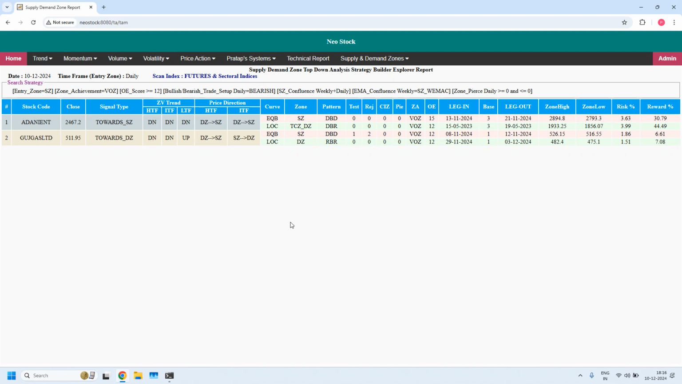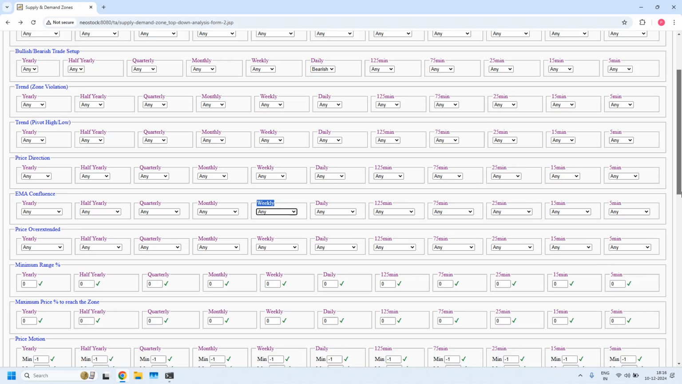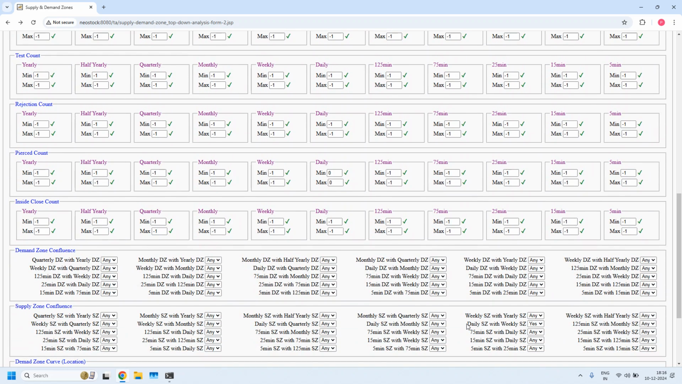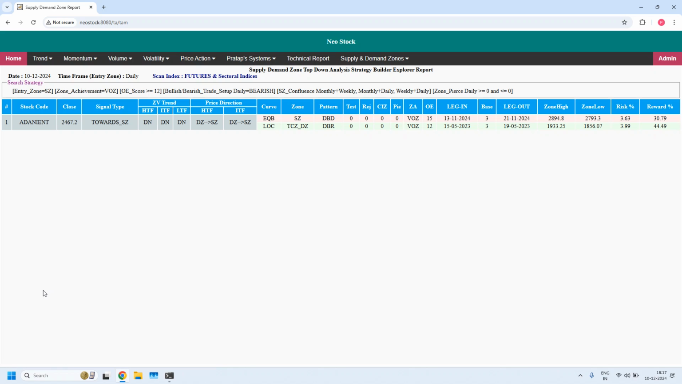Okay, next filter is LTF, ITF, HTF supply zone confluence. Remove EMA filter, and in the supply zone confluence, 3 filters we have to set. First filter is already enabled. Second filter, daily supply zone with monthly supply zone confluence. Next filter, weekly supply zone with monthly supply zone confluence. With all the 3 filters, LTF, ITF and HTF supply zone confluence, we got 1 stock.